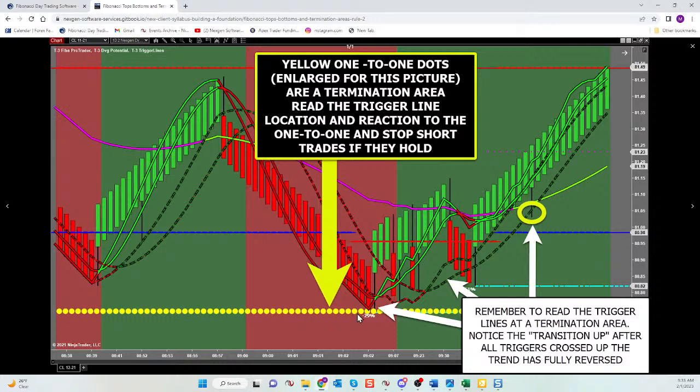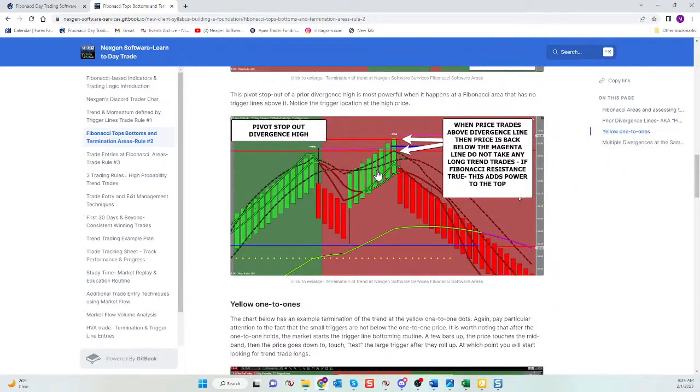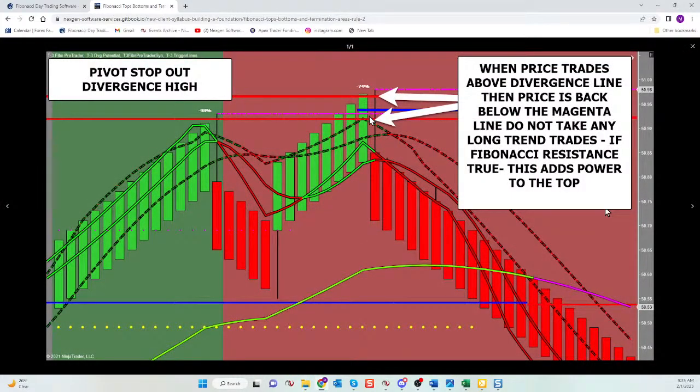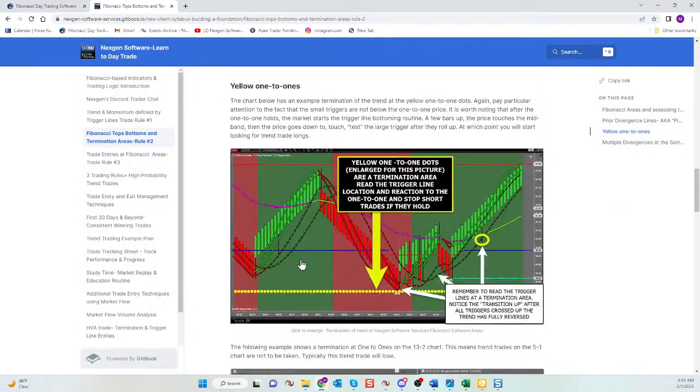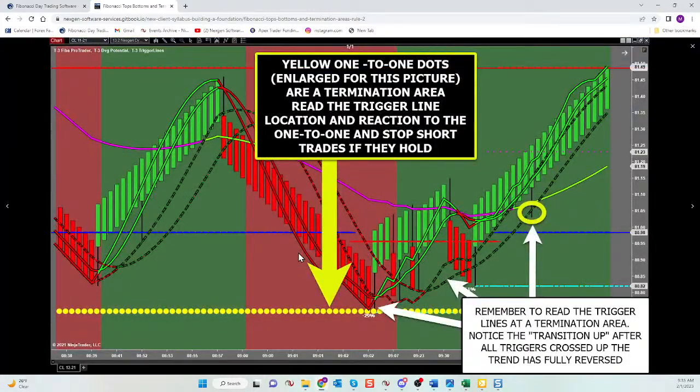So strong bottom, termination condition that creates a full reversal. Strong top, termination condition that creates a full reversal. Sometimes that market, so a synthetic trigger, Rob, anytime you hear the word synthetic, it typically means it comes from a different time frame. So it may be a Fibonacci line from a 5-1 that you see on a 13-2 chart. As we look at our 5-1 chart, the synthetic trigger is the trigger line that's superimposed from the 13-2.